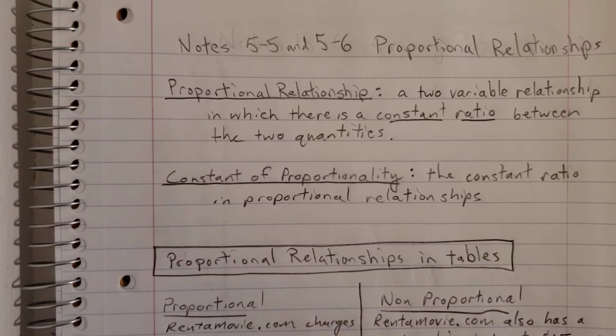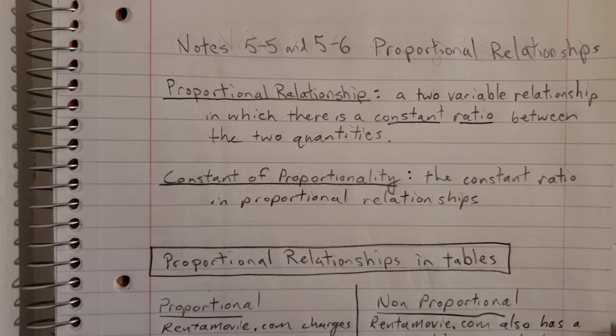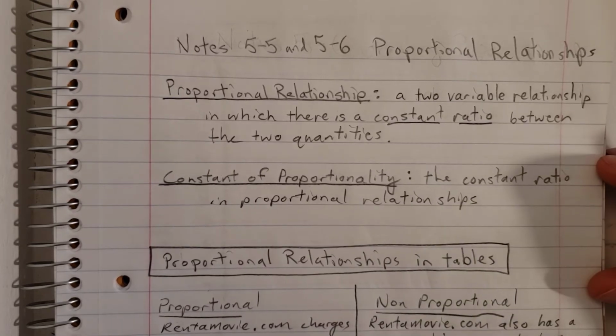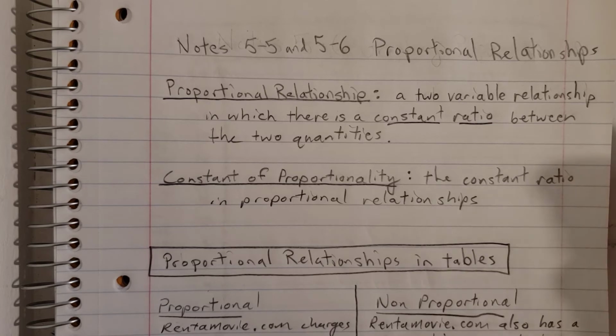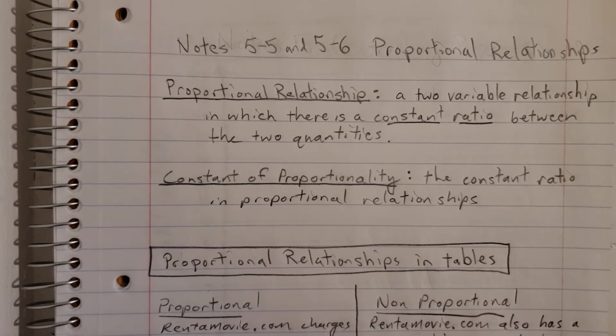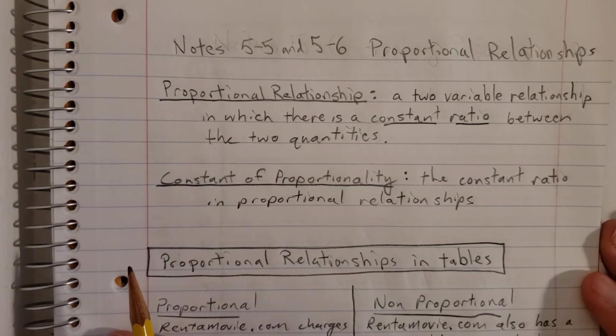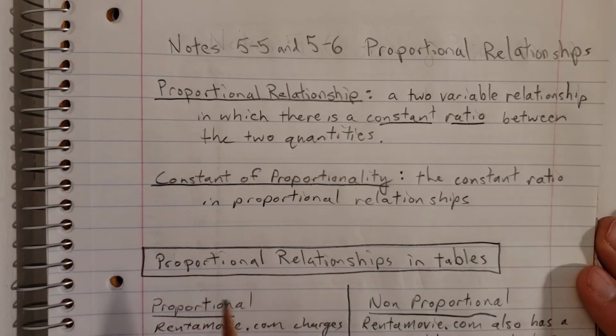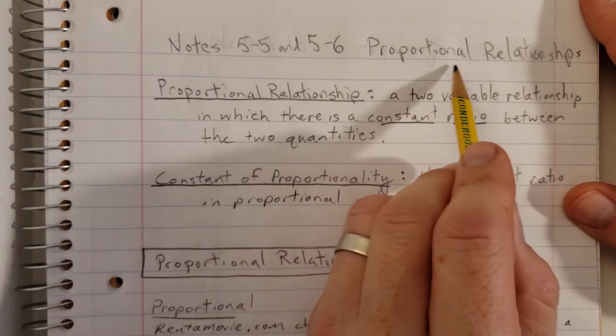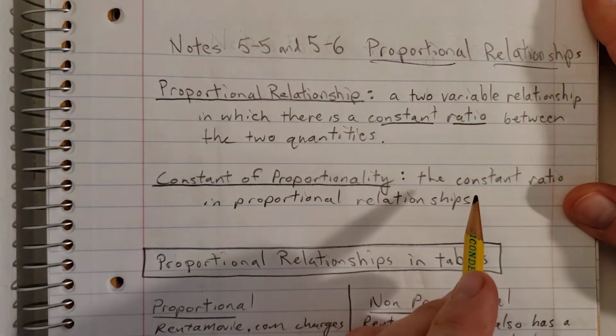So I wanted to sum up lessons 5 and 6 in chapter 5 because it's hard to go through the PowerPoints, and especially doing them live. I'm not sure quite what you get, and through all the inconsistencies in Zoom and internet connections. So I wanted to make sure that this was clear and that you had all of this written neatly in your notes. So we're talking about proportional relationships.